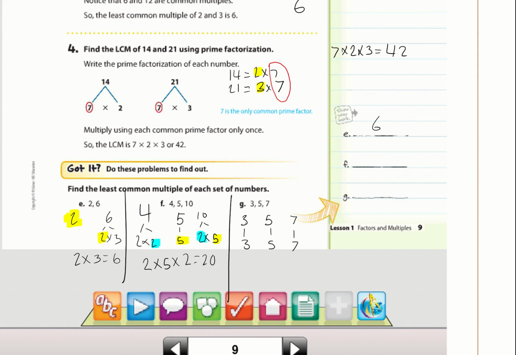3, 5, and 7 are already prime, so prime factorizations is pretty easy. I don't have any pairs, all I have is leftover numbers, so in this case, I'm going to multiply all my numbers together. I'm actually going to do 3 times 7 first. 3 times 7 is 21. Times 5 is going to be 105.